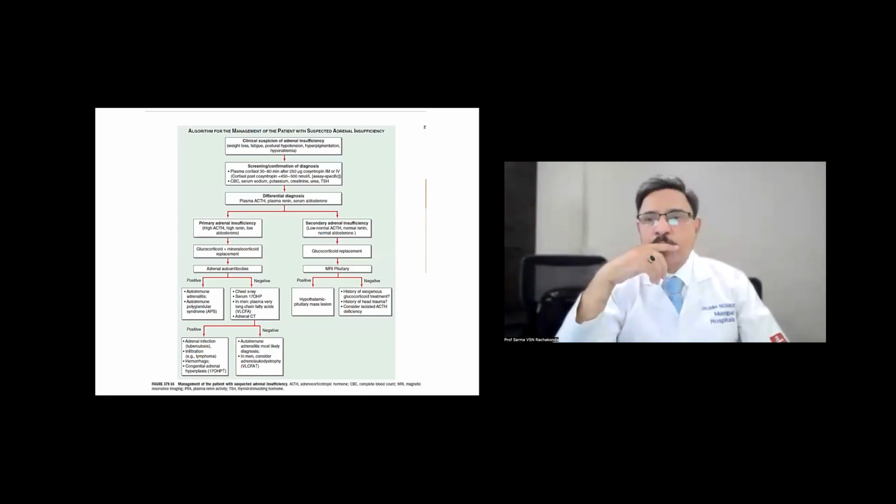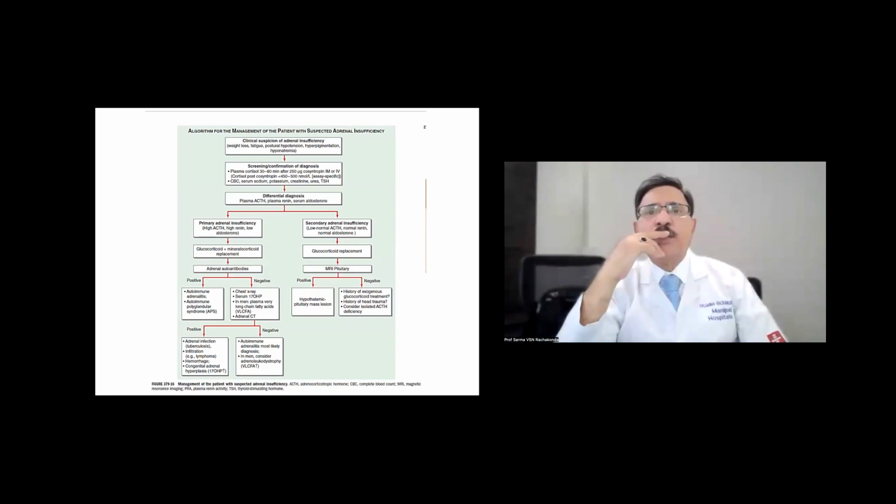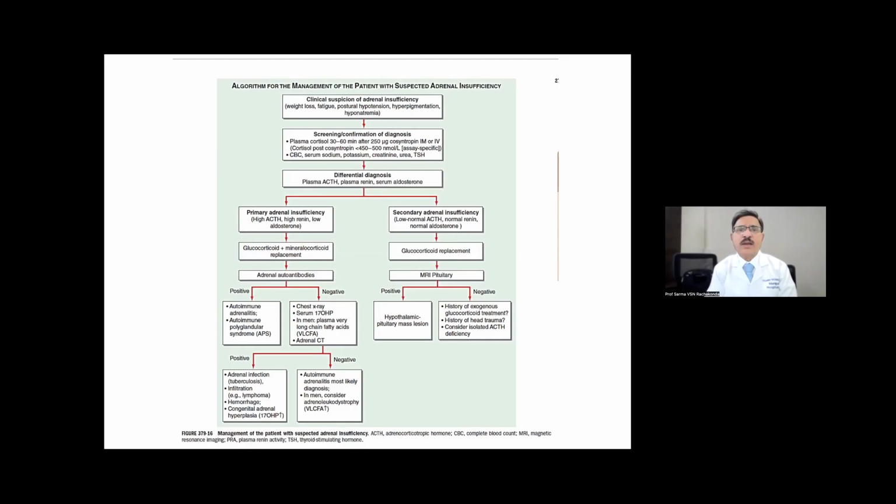Now, look at the flowchart. Algorithm for management of patients with adrenal insufficiency. Clinical suspicion of adrenal insufficiency. You're finding it difficult to read. Okay. Clinical suspicion of adrenal insufficiency. What is the clinical suspicion? Weight loss, fatigue, postural hypotension, hyperpigmentation, hyponatremia. If any one or more of these things are there, I have a clinical suspicion of adrenal insufficiency.